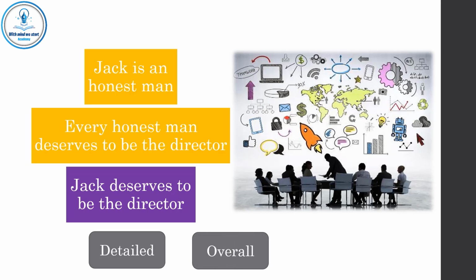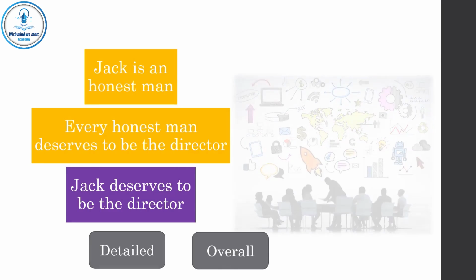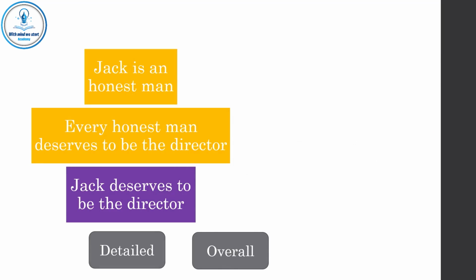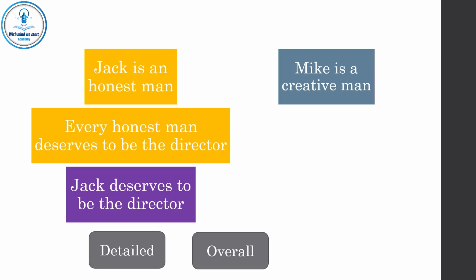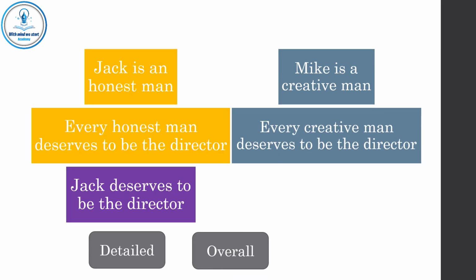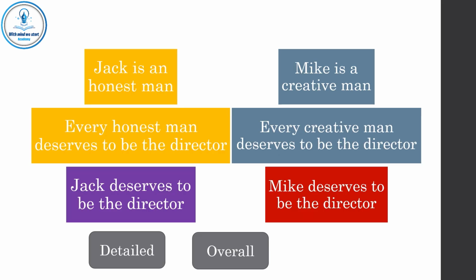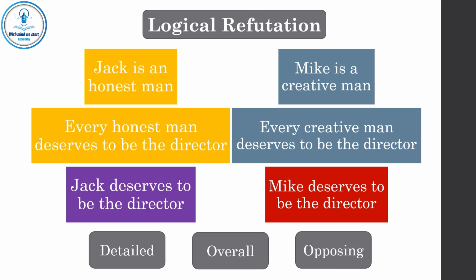Someone may not attack the premises or the conclusion. He provides another evidence that proves his own point of view that contradicts the first point of view. For example, he may say that Mike is a creative man. Every creative man deserves to be the director, so Mike deserves to be the director. He didn't attack the premises or the conclusion of the first evidence. He just proved his own point of view that contradicts the first one. This is called an opposing refutation. These are the three types of logical refutation.